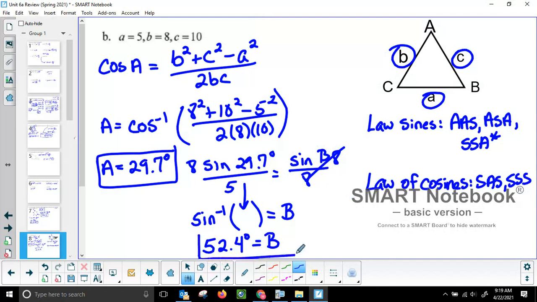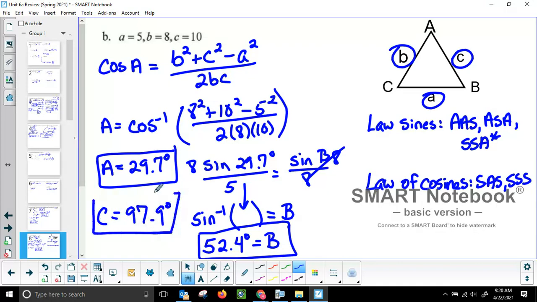Now we have two of the angles, so we can easily find our third. 52.4 and 29.7 add up to 82.1, so the third angle is going to be 97.9. And it's a good thing we found that smaller one first, because this is an obtuse angle, so that would have messed us up. All right, there we go.